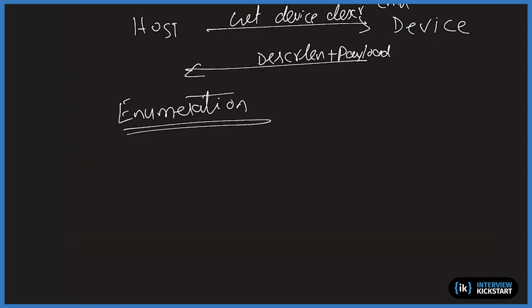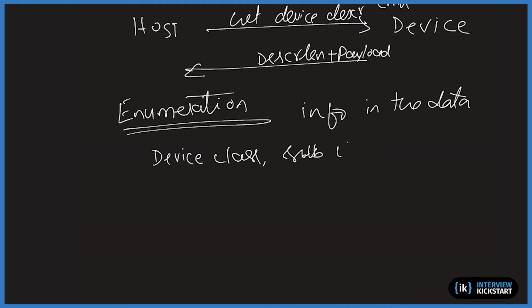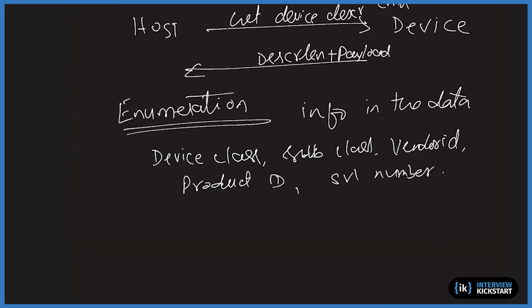So what happens in the descriptor data? What is the info in the data? It is basically what kind of device it is: the device class, subclass, maybe manufacturer ID or vendor ID, there could be product ID, and then serial number, and so on. Sometimes vendor ID may be different from manufacturer ID, but that's a detail. These are the important things.